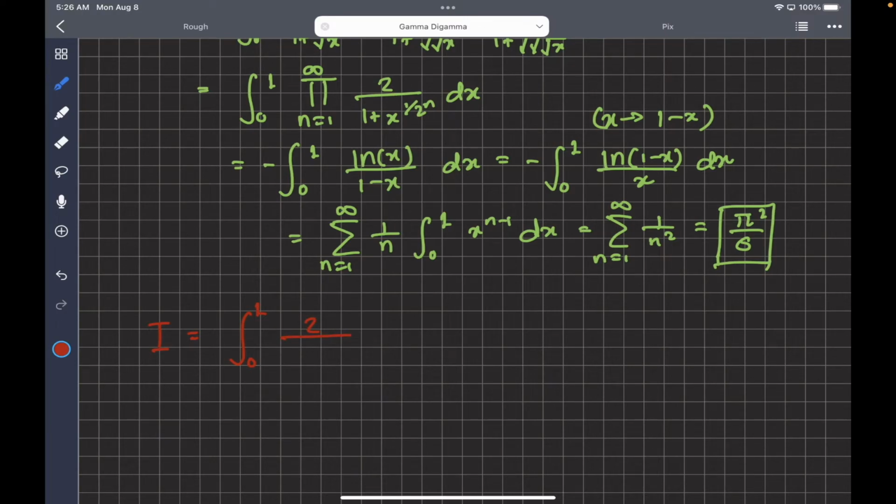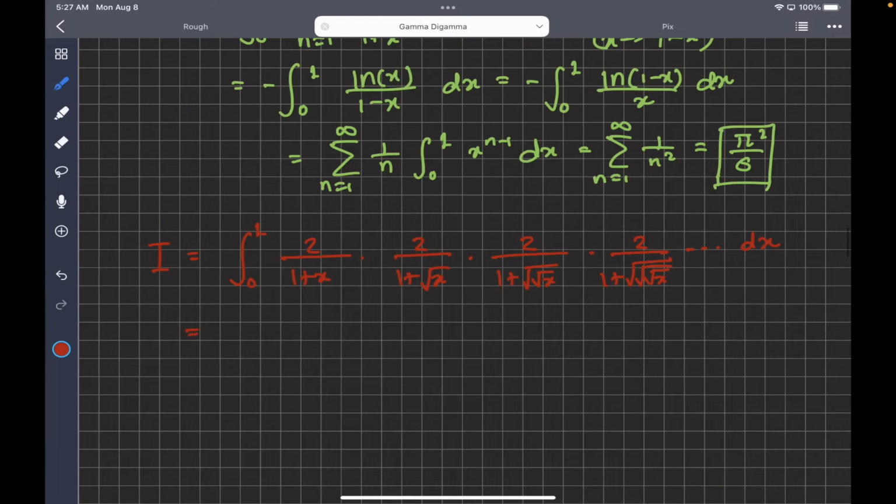Another integral, 2 over 1 plus square root x. So maybe I can use the radical form now to scare a few people. And then, well, dx. And now, of course, compact product representation. So sum from n equals 0 to infinity, 2 over 1 plus x to the 1 over 2 to the small n.